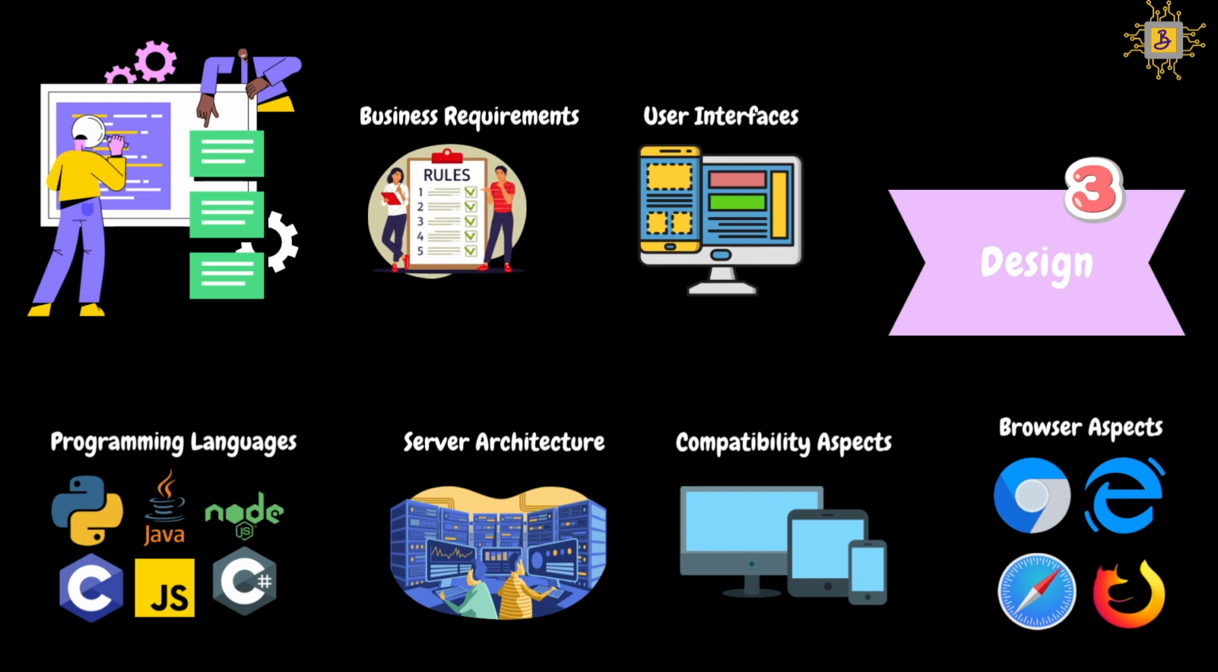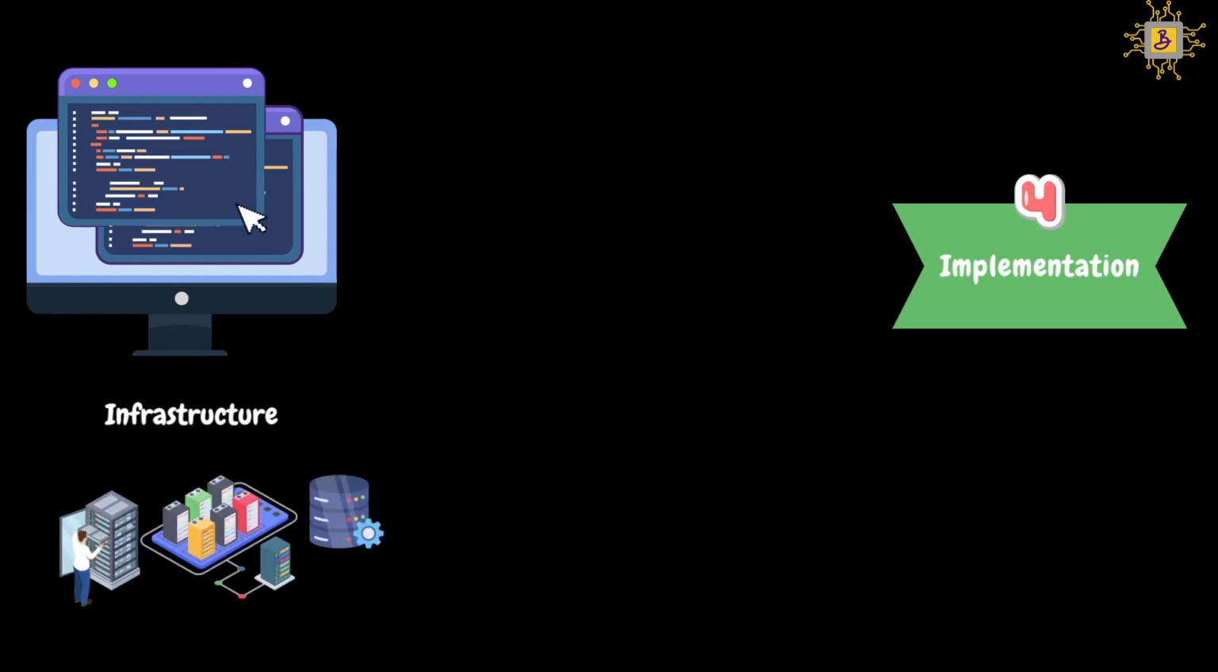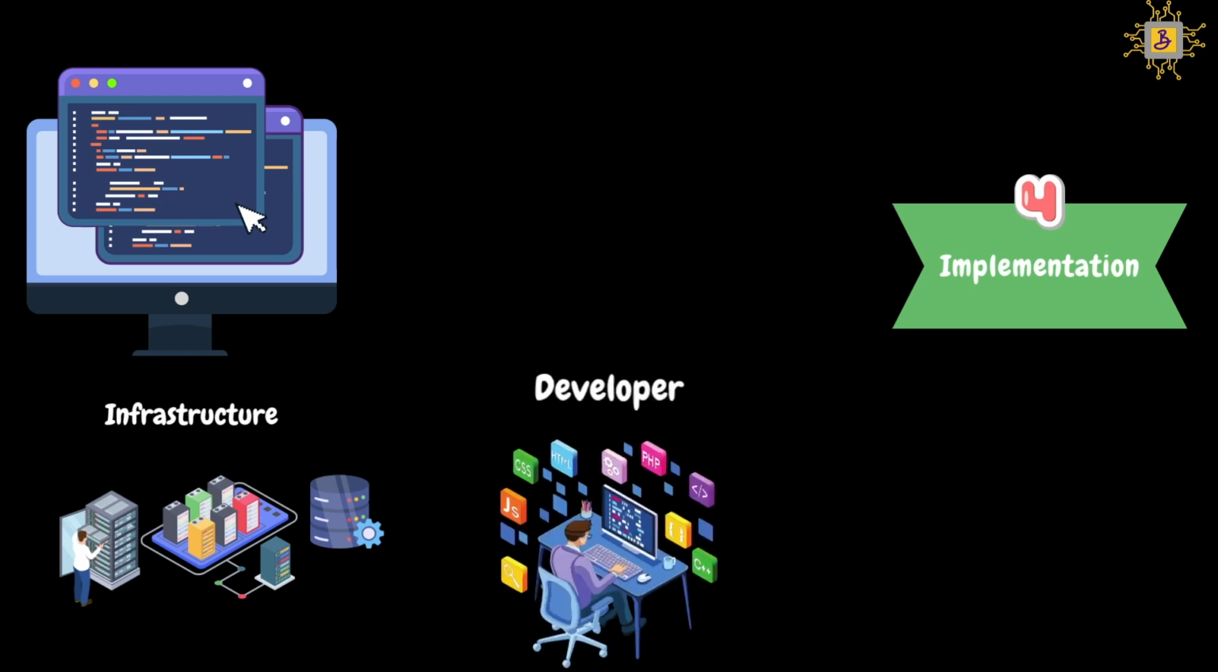Next, they will move on to the next phase, which is implementation. Here, different teams work together to complete the implementation activities. First, the operation team will set up the physical hardware for the servers. Then the development team will start writing the code for the outlined features.